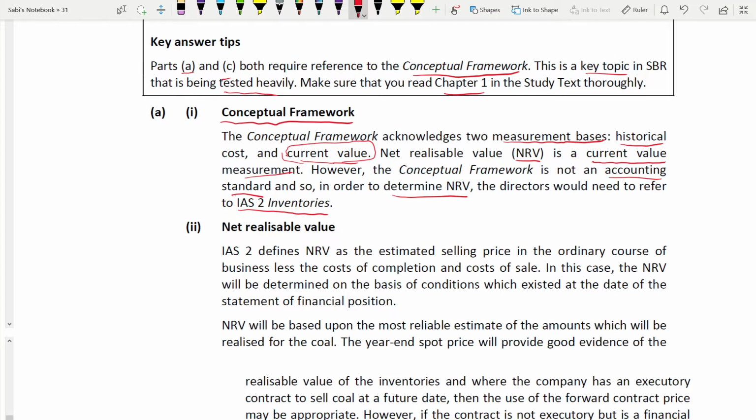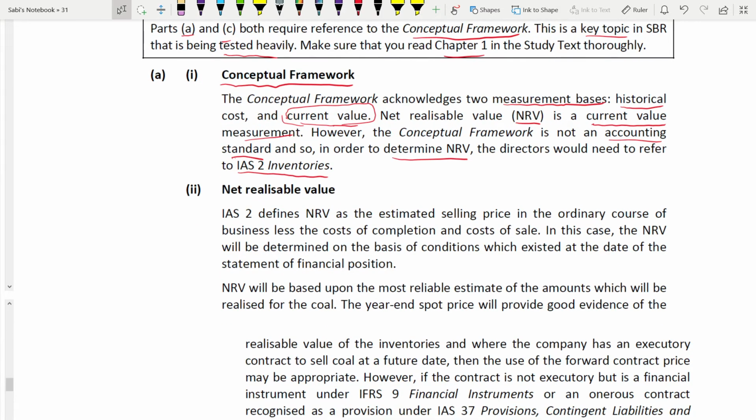The conceptual framework you can only use when you don't have a standard. Here you have a standard for inventory, IAS 2, so you have to use the rules of IAS 2 to measure, because the specific standards always override the conceptual framework. Okay, so you have to go by IAS 2 first. Priority should be given to IAS 2, then the conceptual framework. So in order to determine net realizable value, you should use IAS 2 rather than the conceptual framework. So this much is enough.